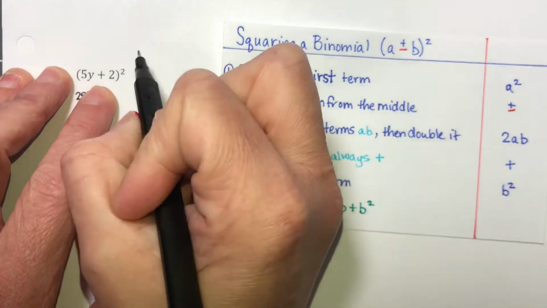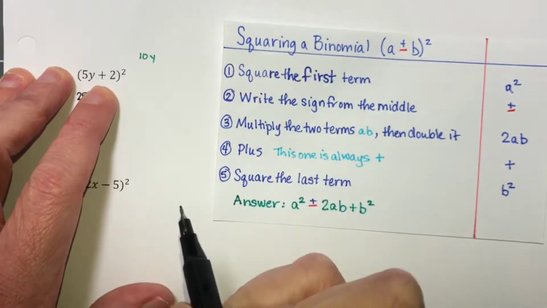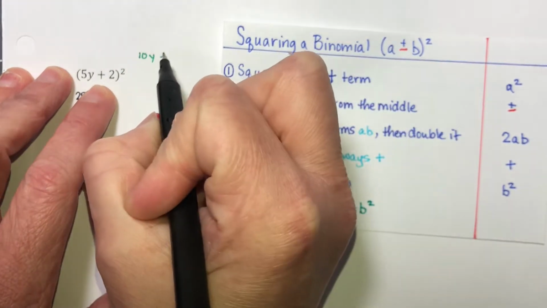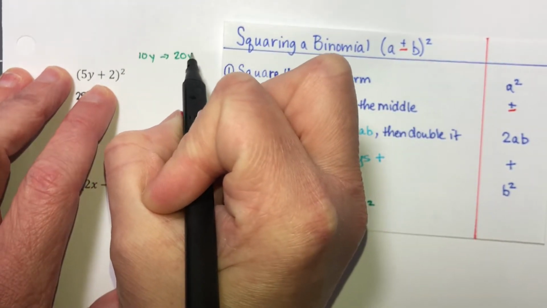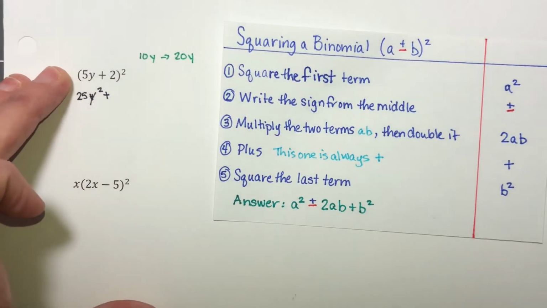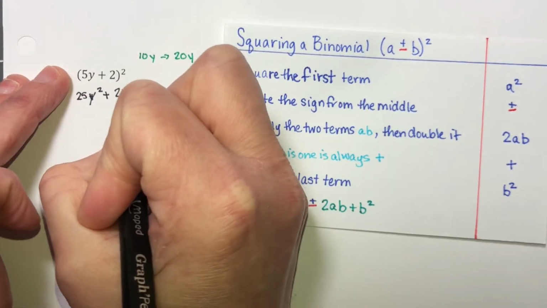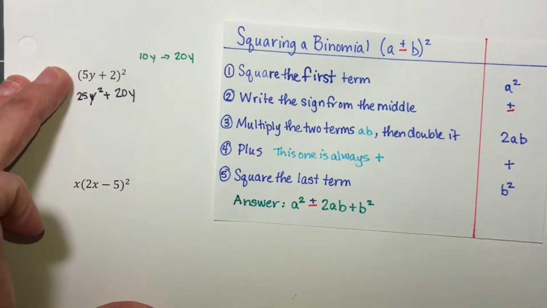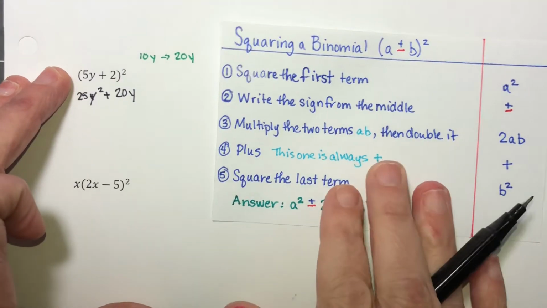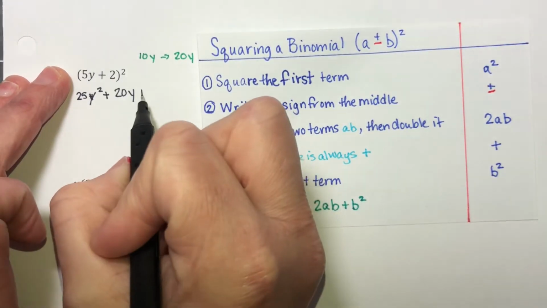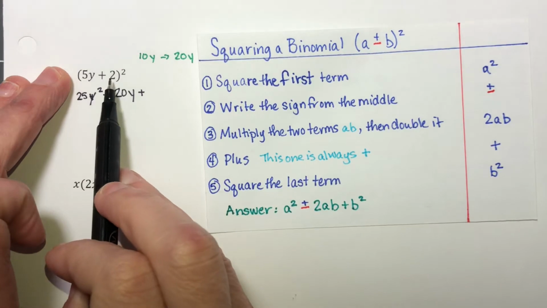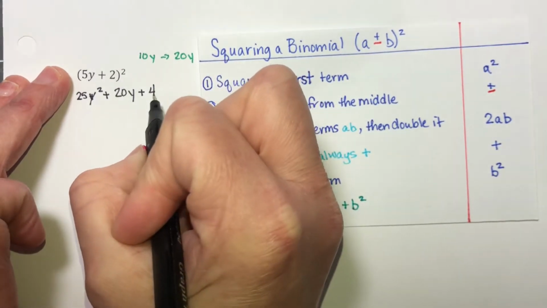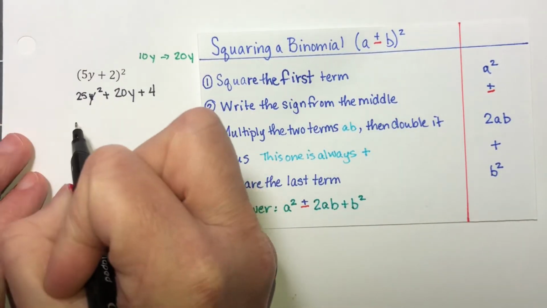5y times 2 would be 10y. And then you double that, so multiply that by 2 and you get 20y. So you should have 20y in the middle, plus, it's always a plus, last term squared, 2 squared is 4. This should be your answer. Let me write that better.